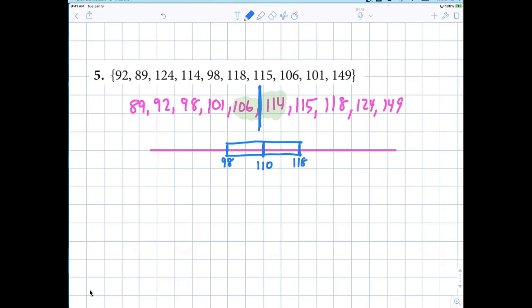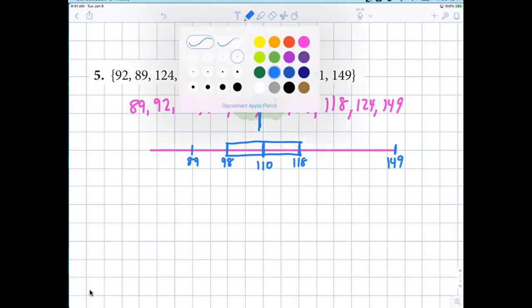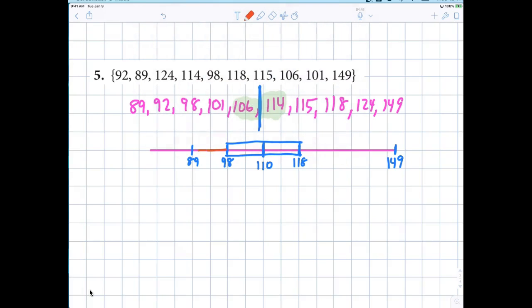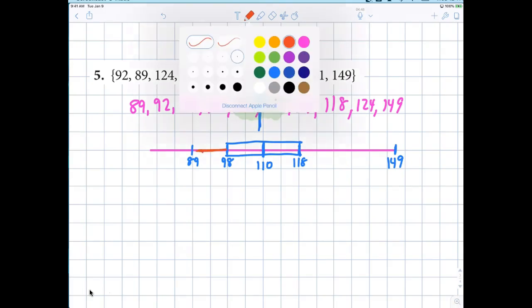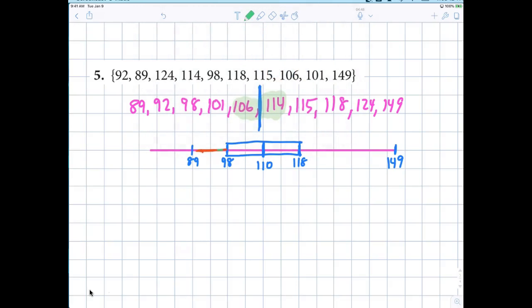What's the lowest number in the data? 89. What's the highest? Now 149 is kind of a lot further out, isn't it? I think it is. Now I'm just going to make another color here just so we can see. From here to here, and that's called a box and whiskers.